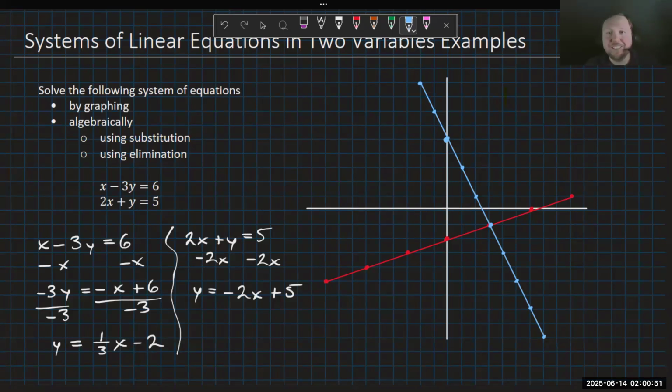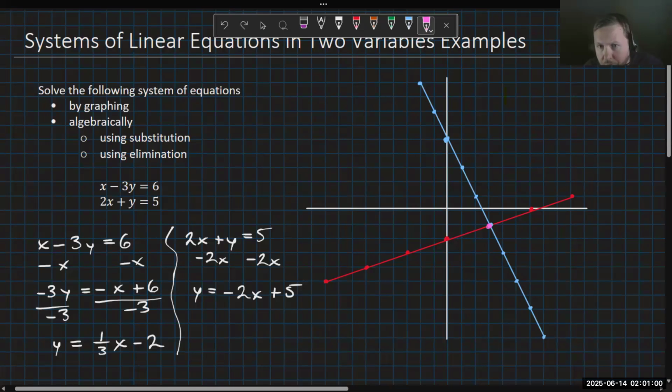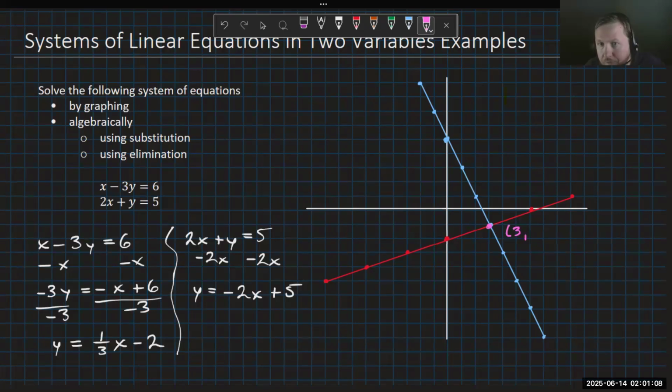So we can see the two lines meet right there. So that's at 3, -1. So by graphing, my solution is x is equal to 3 and y is equal to -1.